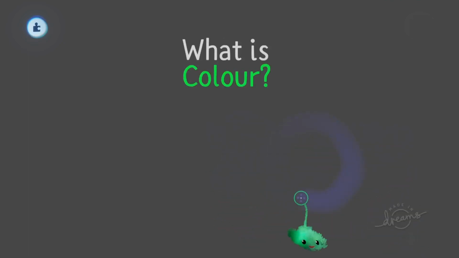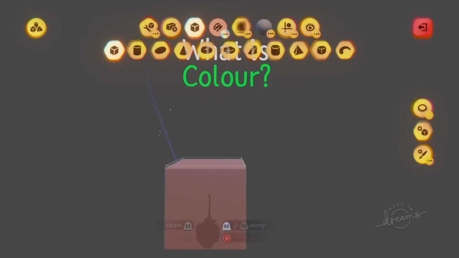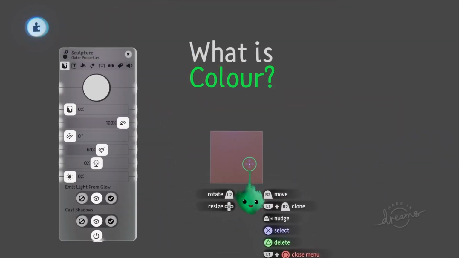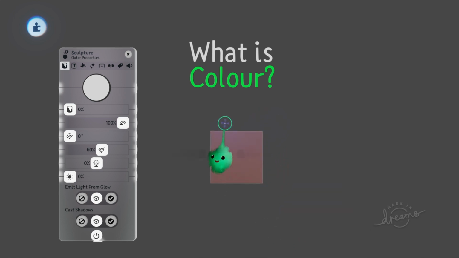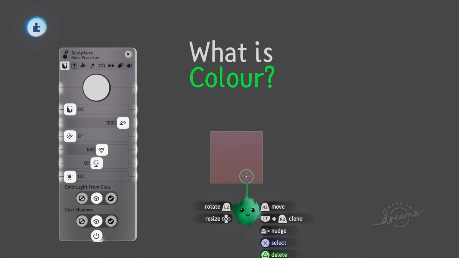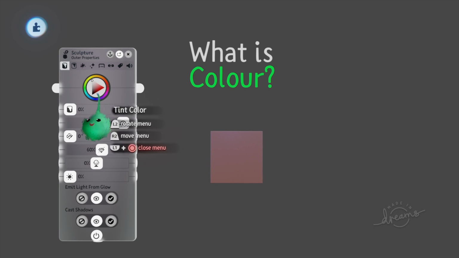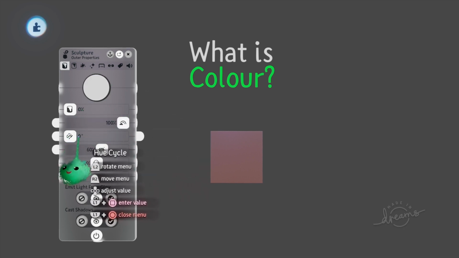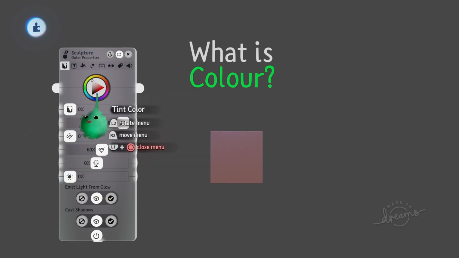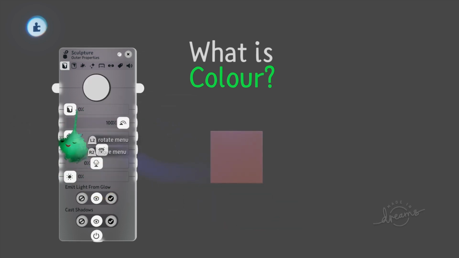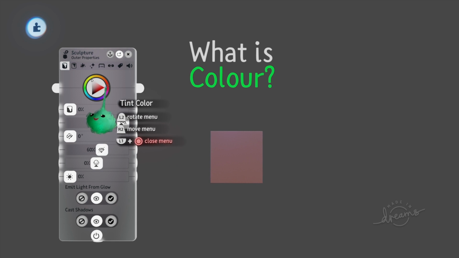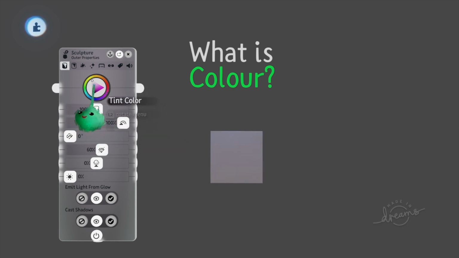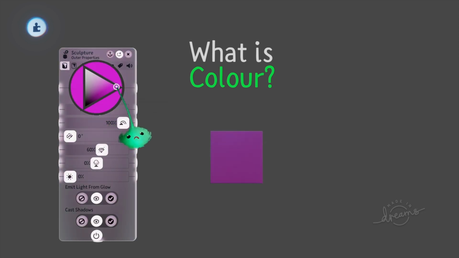So to begin with, I think we need to discuss what color is in dreams and how it works. We can access color in dreams through a variety of gadgets as well as sculptures and paint. All of them have this type of tint color here, and some of them have something called a hue cycle. This color wheel here, the tint color, specifically with the sculpts, has two parts. This outside wheel here is the hue, and the inside wheel is the shade.